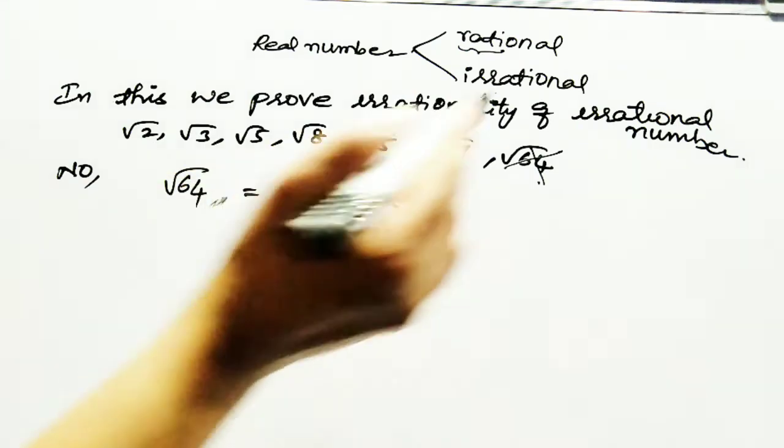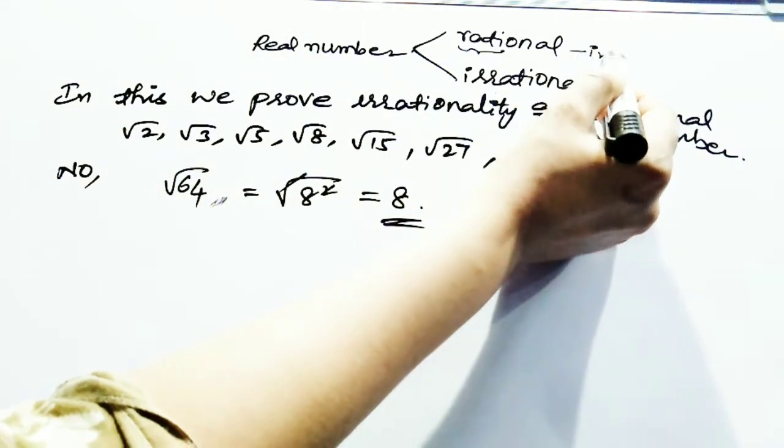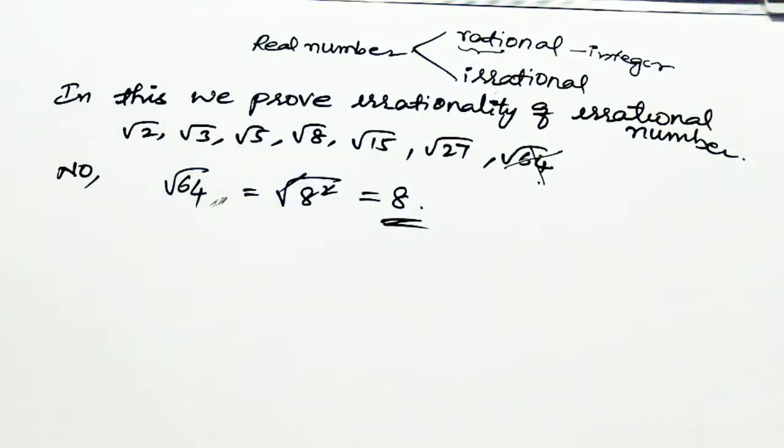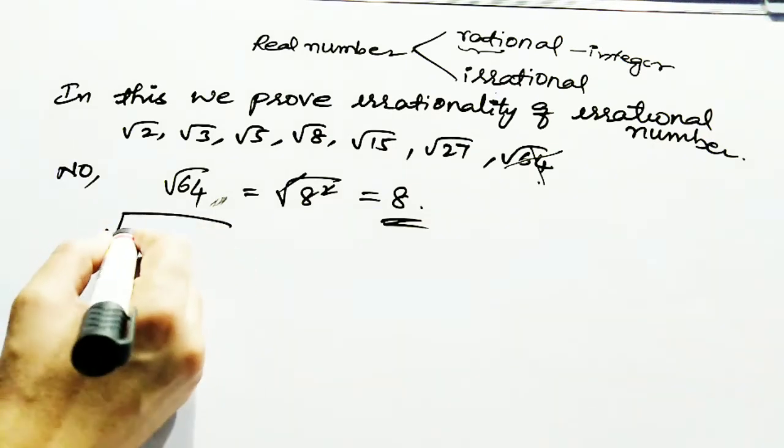We say that every integer is a rational number, but it is not necessary that all rational numbers are integers. Besides integers, there might be some other numbers that are rational. Okay, we have discussed that. And one more thing we can discuss: positive integers.